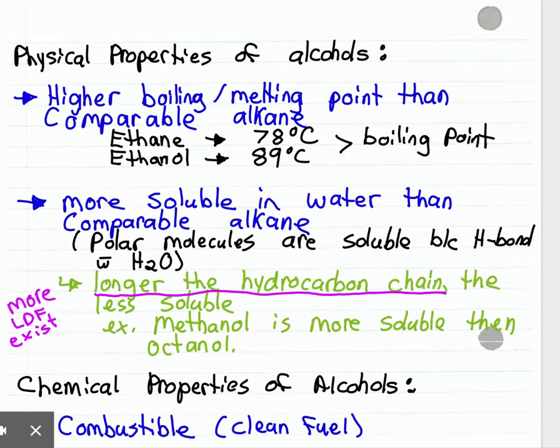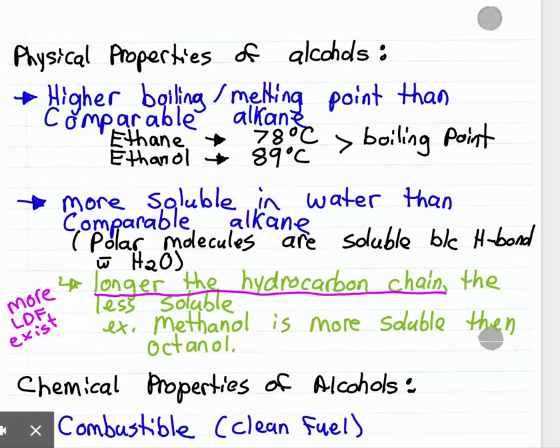Okay, this is because, as we already talked about, the polar molecules are soluble because of the ability to hydrogen bond with water. Now, the other thing though is that the longer the hydrocarbon chain, the less soluble. So methanol is going to be more soluble than octanol. And that has to do with the fact that it's a lot more non-polar, and because there's more London dispersion forces existing between longer chains than shorter chains. And I'll try to find a video on this for you.